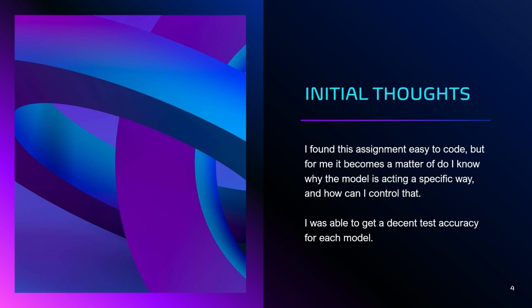My initial thoughts on this assignment were that coding it up was very easy. It only took me like an hour or two. But it really becomes a matter of, do I know why it behaves a certain way? How can I control that? And how can I change the model to basically fit my needs? I was able to get a decent test accuracy for each model.